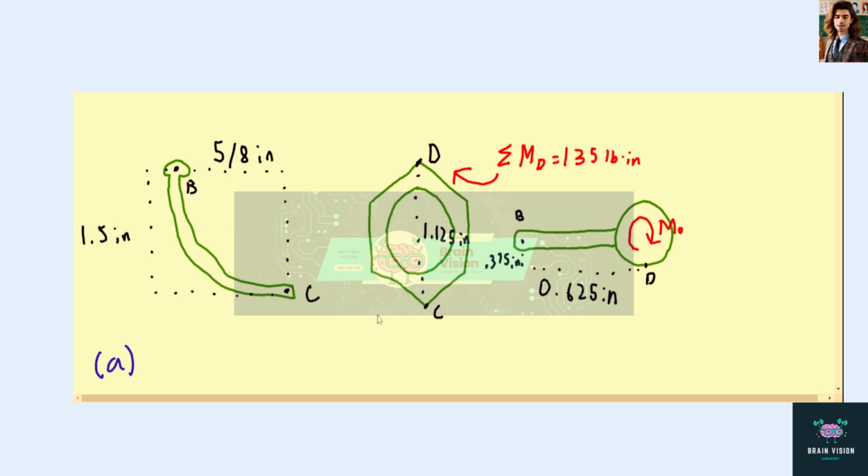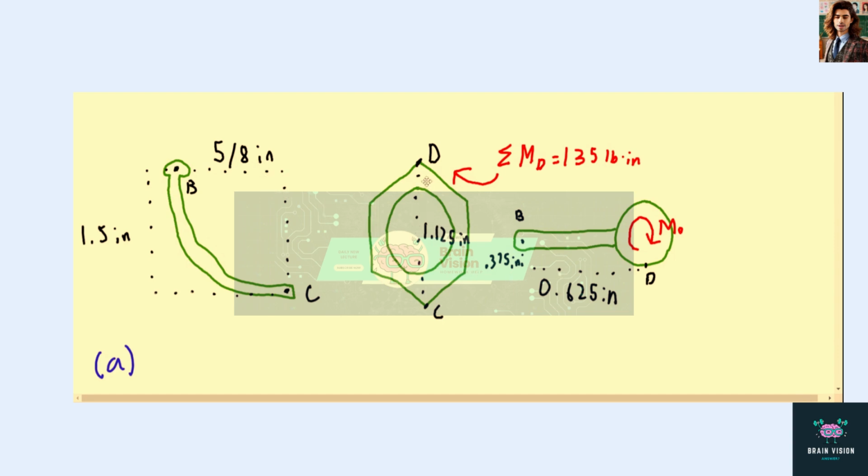We need to find the value of the force that the point B exerts on the jaw of BC. And we also need to find the value of this moment about the rod. So I drew 3 different free body diagrams, one for the jaw, one for the nut, and one for the rod.